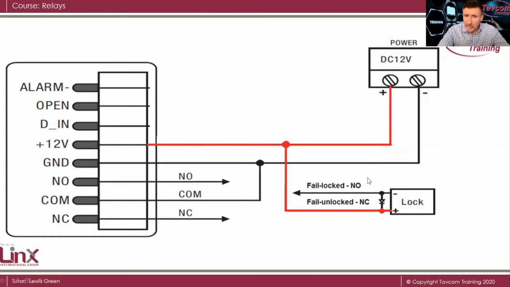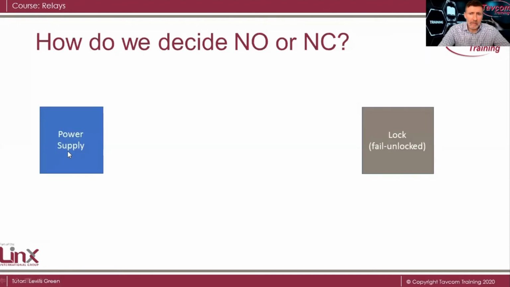The lock itself, depending on whether the lock is fail locked, which means that when the power fails, the lock would remain locked. And what we need to look at is the relay connections here and the lock here. If we connect this power supply directly to the lock, it's either going to keep the lock locked or keep the lock unlocked. So the next slide is going to simplify. Power supply, lock, fail unlocked. If the power fails, the door's unlocked.